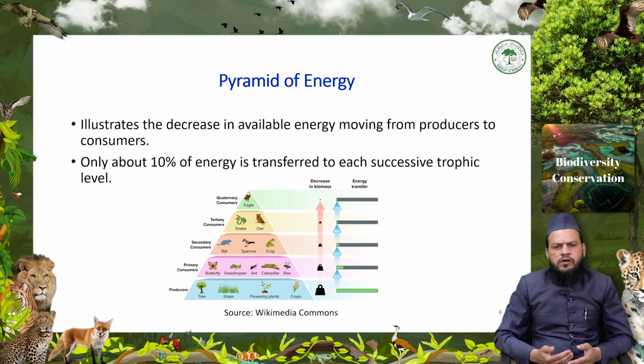The pyramid emphasizes a fundamental ecological principle. Only about 10% of energy is transferred to each successive trophic level. This concept unveils the critical role of primary producers in harnessing energy from the sun through photosynthesis and underscores the diminishing availability of energy as it moves through herbivores to carnivores. The pyramid of energy serves as a foundational tool for understanding the energy dynamics that govern ecosystems, revealing the intricate balance required for the sustenance of life within these complex ecological systems.